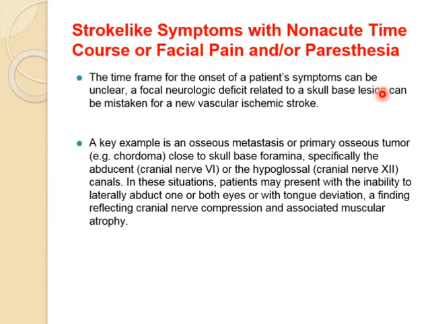There is another situation where the patient presented with stroke-like symptoms with a non-acute time course of facial pain and paresthesia. The time frame for onset of patient symptoms can be unclear. A focal neurologic deficit related to a skull base lesion can be mistaken for a new vascular ischemic stroke. A key example is an osseous metastasis or primary osseous tumor like chordoma close to the skull base foramina, especially the abducens nerve and hypoglossal nerve. In this situation, the patient may present with inability to abduct both eyes laterally with tongue deviation, a condition reflecting cranial nerve compression with associated muscular atrophy.